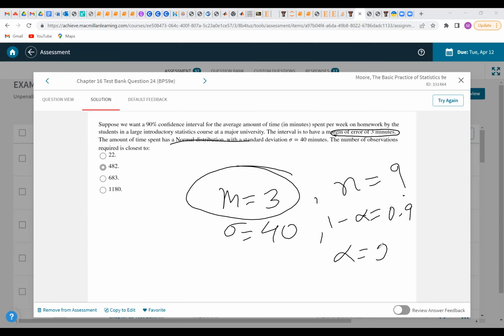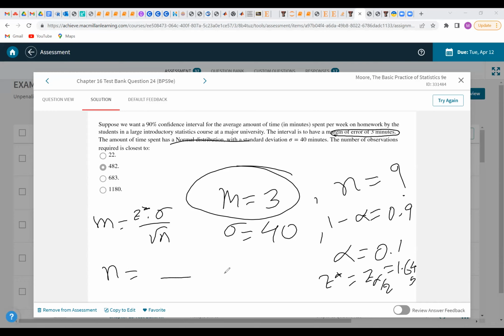So alpha will be 0.1. So z star, which is z alpha over 2, will be 1.645. Okay, so we know that m is equal to z star times sigma over square root of n. So after solving this equation for n, we will have n equals (z star times sigma) squared over m squared.